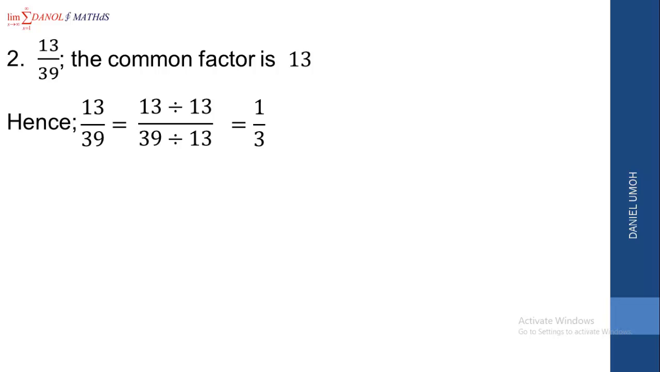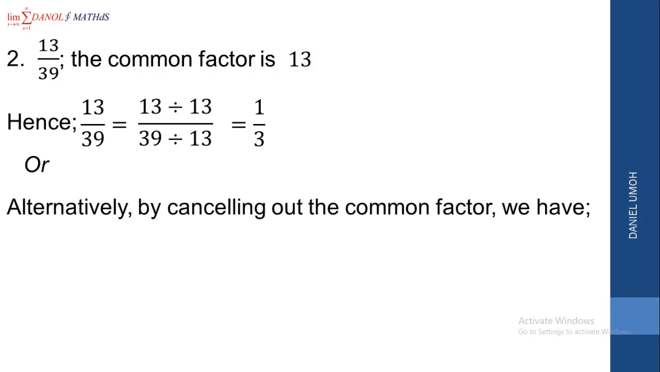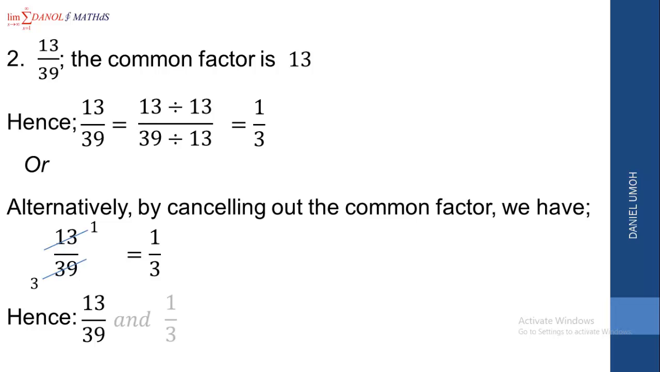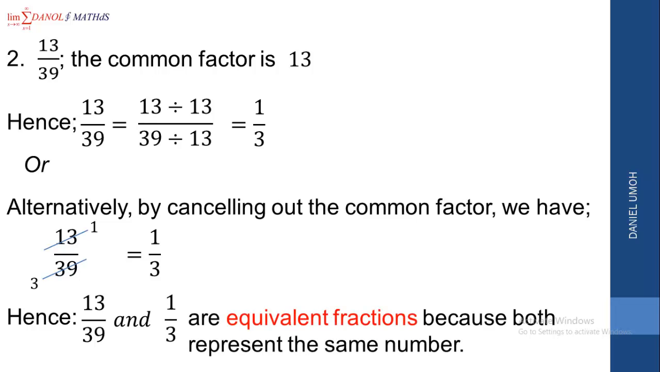Okay, let's look at the alternative method. By cancelling out the common factor, we have 13 over 39. We can now use 13, because that's the common factor. So we say 13 divided by 13 gives us 1. We now say 39 divided by 13 gives us 3. So this gives us 1 over 3 as the answer. It therefore means that 13 over 39 and 1 over 3 are equivalent fractions. Why? Because both represent the same number.